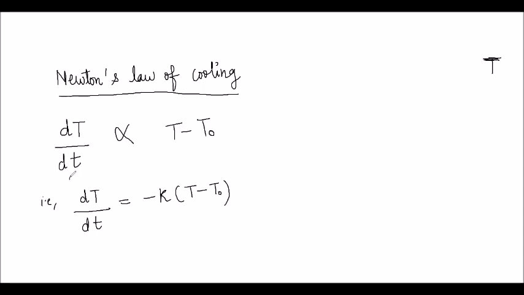So this is the differential equation corresponding to Newton's law of cooling, where T naught is the temperature of the surrounding medium. This equation can be easily solved with the help of variable separation. By separating variables, we can find out the temperature of the body at any time t.